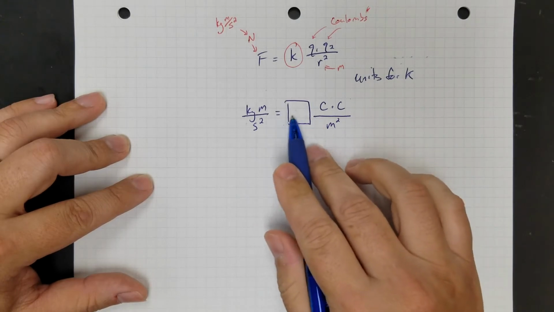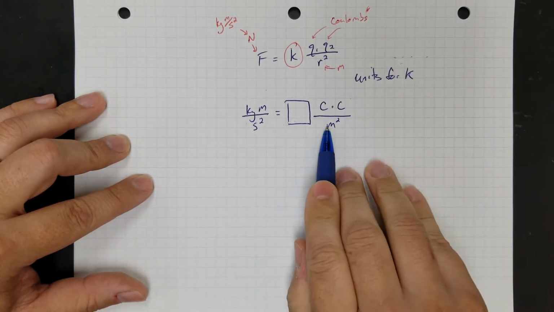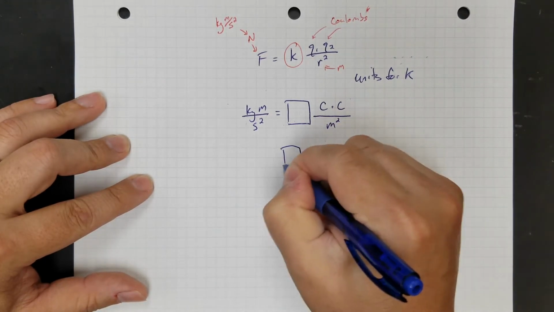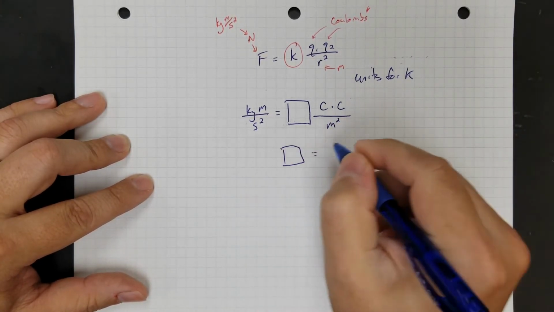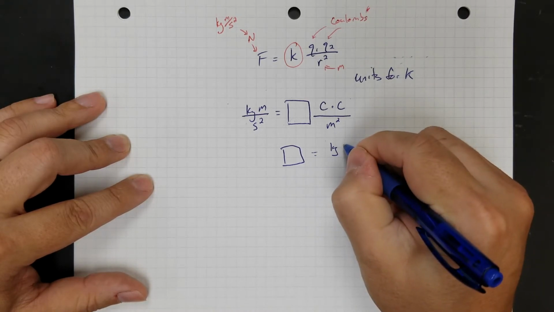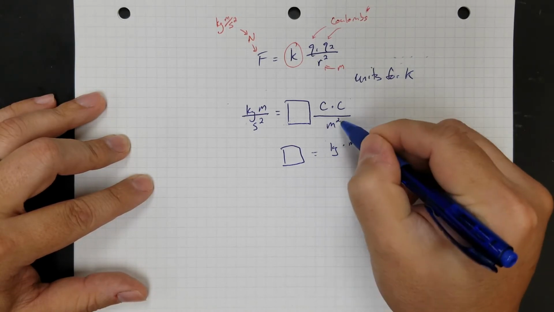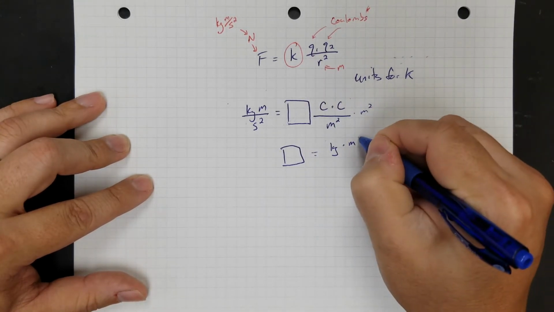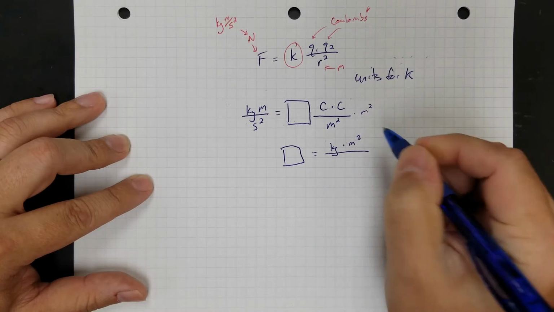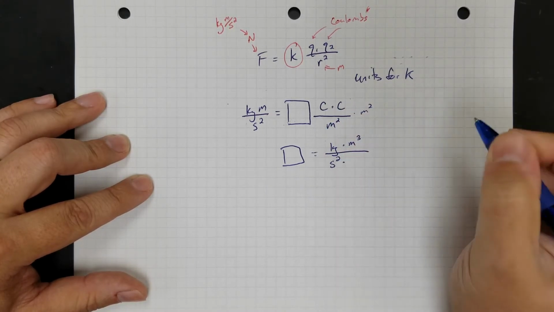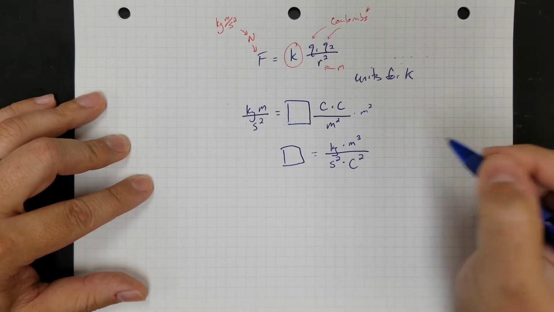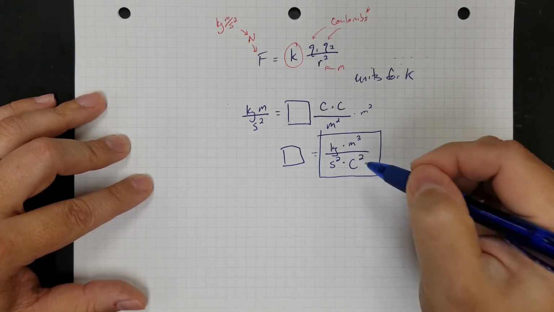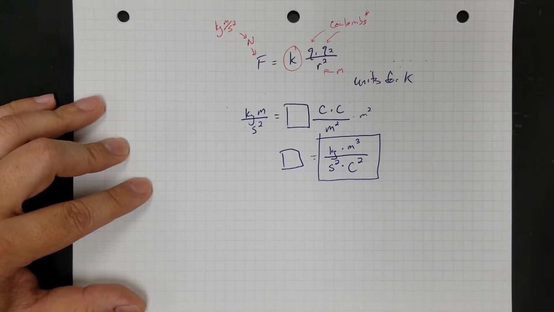And so now if I want this unit, I can just get everything on one side, right? So I'll move this over and I'll move that down. So the units of this unknown are going to be kilograms times meters squared, because I'm going to multiply by meters squared to move this over. So that's going to be kilograms times meters cubed over seconds squared times coulomb squared. And that seems crazy. Like, what's that good for? But that's the unit for Coulomb's constant.